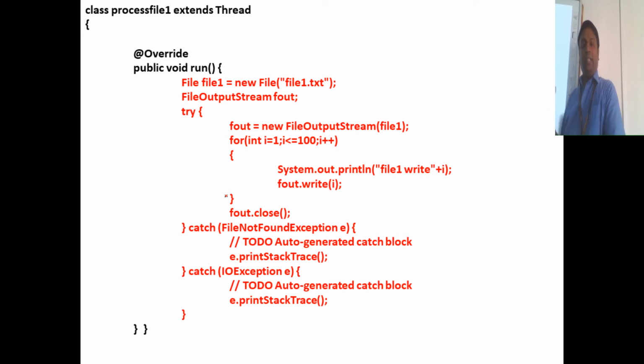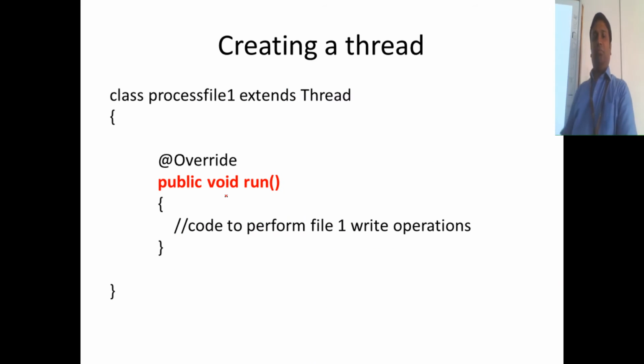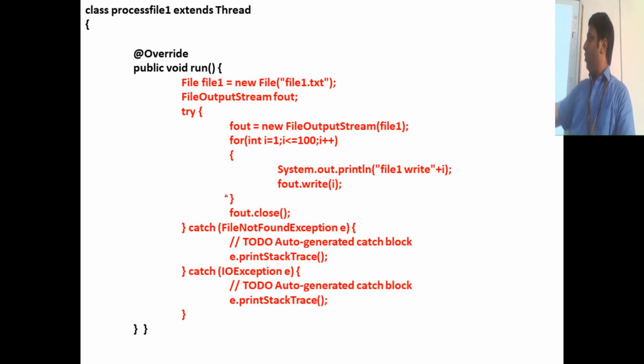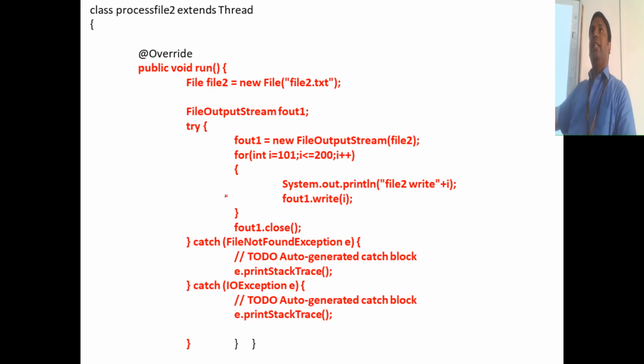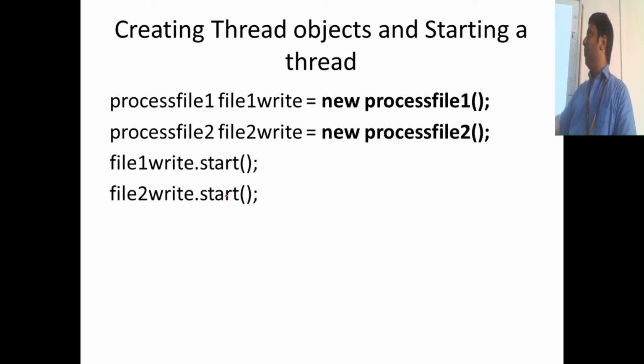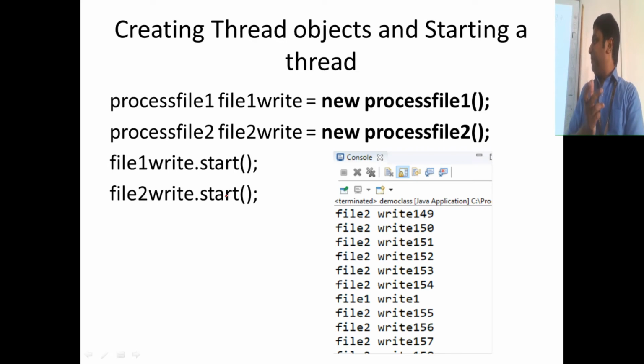So creating a thread, this is what we have seen. Extend the Thread class, put the code inside the run method. Next, you extend the Thread class for writing to file 2, put the code inside the run method. It's going to work parallelly when you create objects and you start the threads. It's object name dot start and not dot run. Don't confuse it. I have given a screenshot to show it's running parallelly.